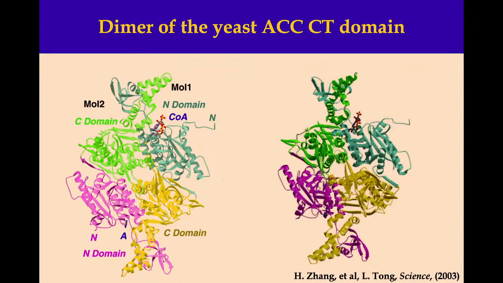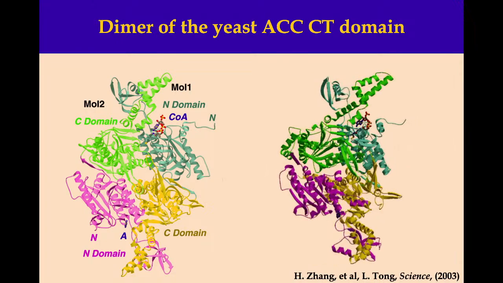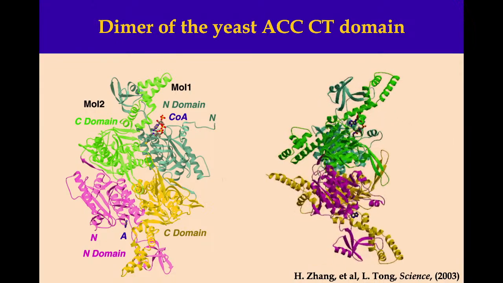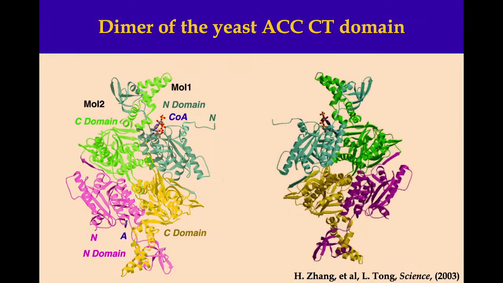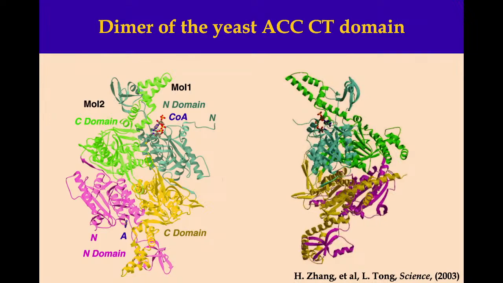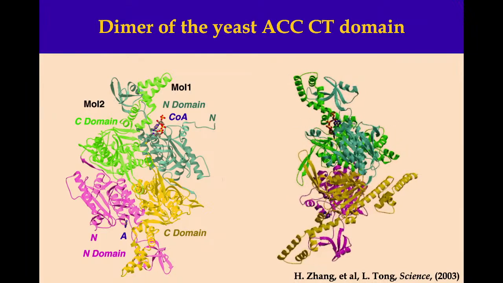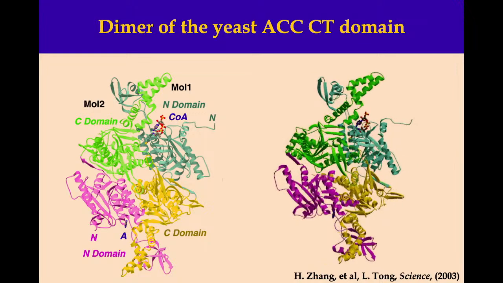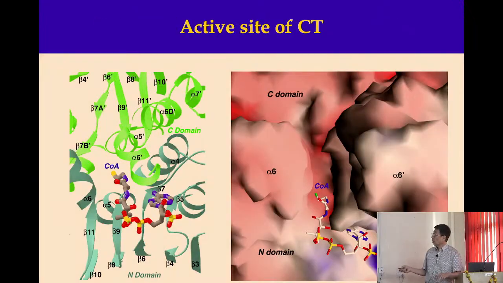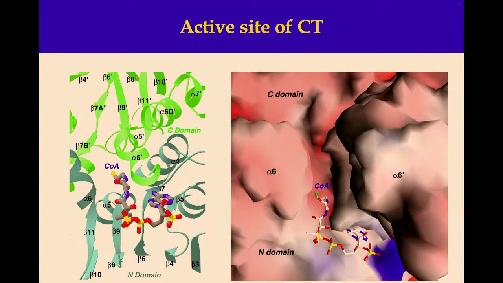So that structure right away shows that the dimer of CT is required for the activity of the enzyme, which is consistent with the knowledge back then that ACC needs to be a dimer to be active. And the structure actually shows exactly why, because without a dimer, the CT active site would not be complete. So that's shown a little bit more here.